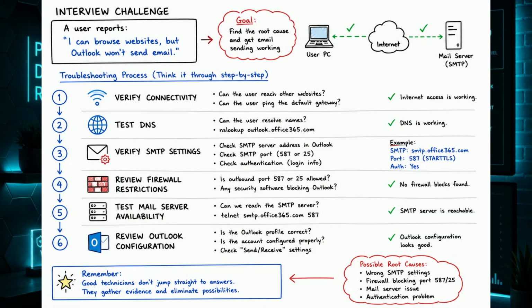So a nice little step-by-step that I found when it comes to a user who says that they can browse websites but they can't send email. First, you would verify their internet connectivity. Next up, test their DNS settings. Next up, I would verify SMTP settings. Next, I would review firewall restrictions, because it could be the Windows firewall that could be causing issues. Next, I would test their mail server availability, so maybe there's something wrong with the internal mail server. Finally, I would review their Outlook configuration. Maybe something's messed up with that.